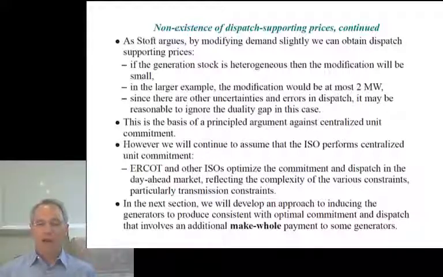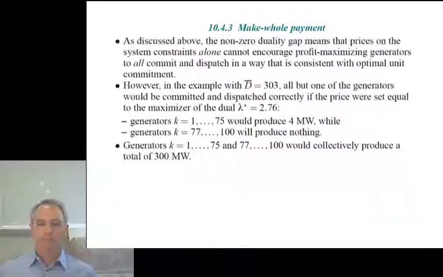However, for the remainder of our development, we'll continue to assume that the ISO performs centralized unit commitment. ERCOT and other ISOs optimize the commitment and the dispatch in the day-ahead market, reflecting the complexity of the various constraints, particularly transmission constraints. In the next section, we'll develop an approach to inducing the generators to produce consistently with optimal commitment and dispatch as determined by the ISO. We'll see that it involves an additional make-whole payment to some generators.